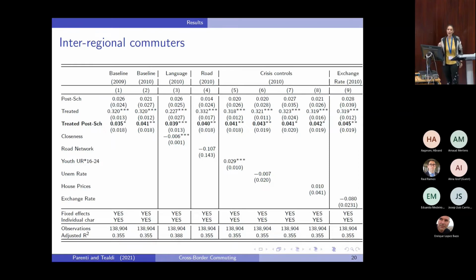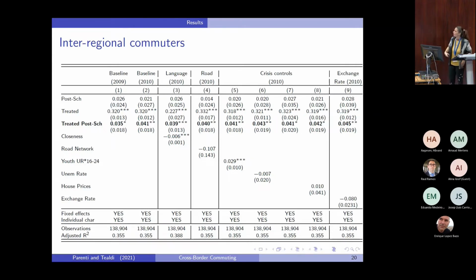This is in line with what we found previously, because interregional commuters are really commuters, and we know that they usually have particular incentives or characteristics to be commuters. They are also usually longer-distance commuters, especially in Italy. If you think of crossing from one region to another, it's a long distance, so it's easier for them to become cross-border commuters. In this case, we find that for this group of people, the probability of cross-border commuting increased by 3.5 percentage points.